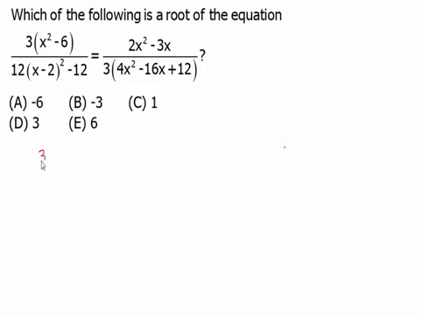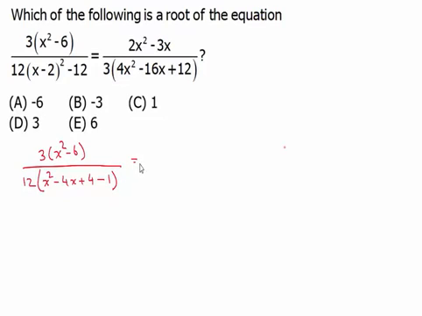We have 3 times x squared minus 6 over 12 is the common factor. So we take out a 12 and we are left with x minus 2 squared. That's x squared minus 4x plus 4 minus, if you take out a 12, from a 12 you're left with a 1. So that's a minus 1.